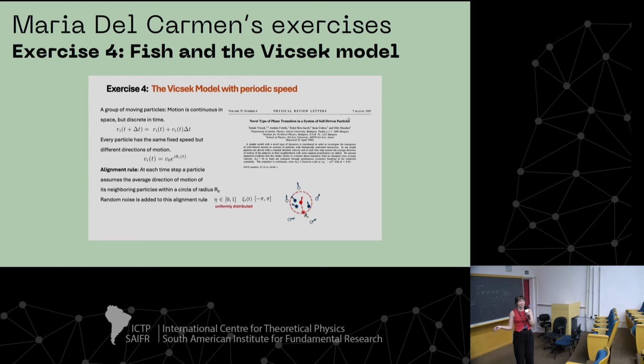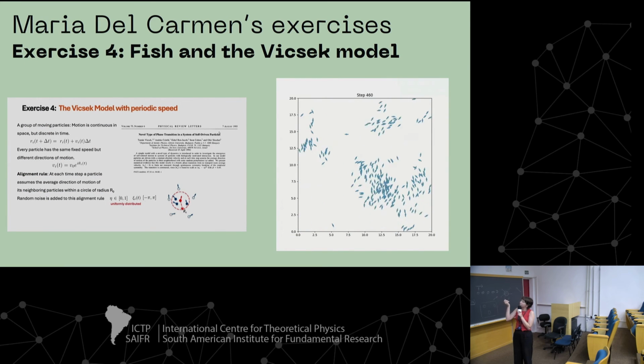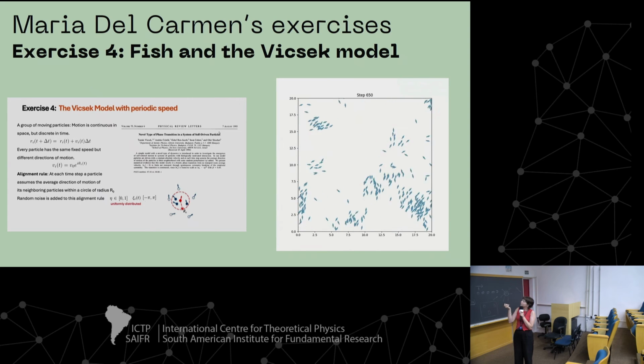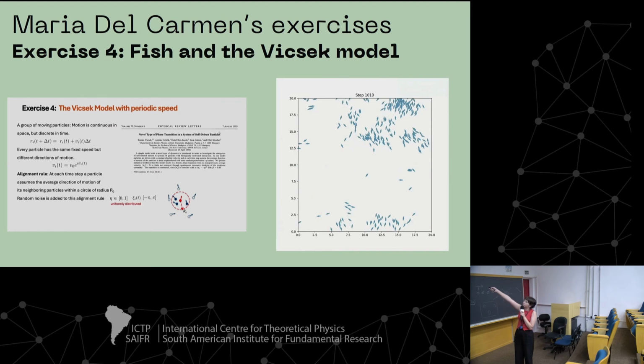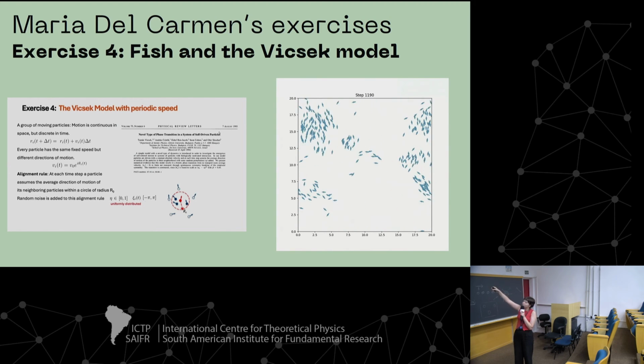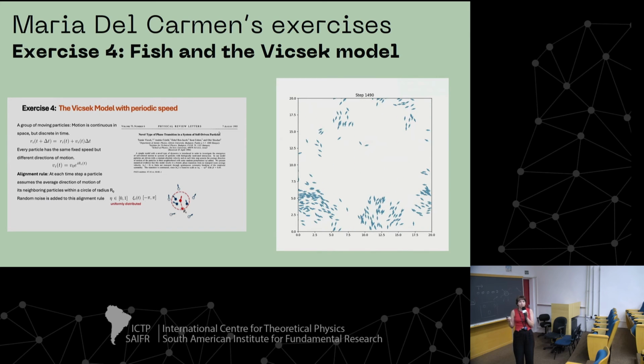So Carmen's other exercise was the Vicsek model. I also was not so familiar with this model, but it's how flocking occurs in animals. It's to model that. And yes, this is my implementation. As you can see, they're not flocking, though. The parameters are 1 for the radius, they have a lot of noise, so that makes it so they don't flock as much.